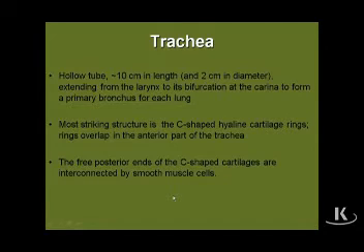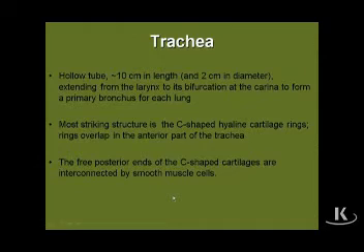Let's begin first by looking in detail at the histology of the trachea. As we said, it's a hollow tube. It's about 10 centimeters in length and about 2 centimeters in diameter. It extends from the lower portion of the larynx, beginning at the cricoid cartilage, to its bifurcation at the carina to form a primary bronchus for each lung.